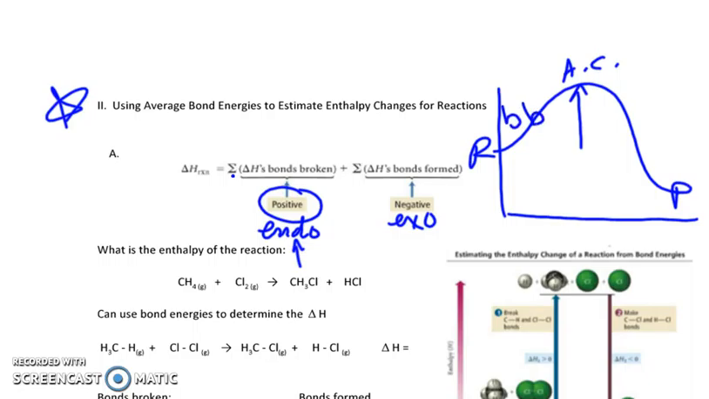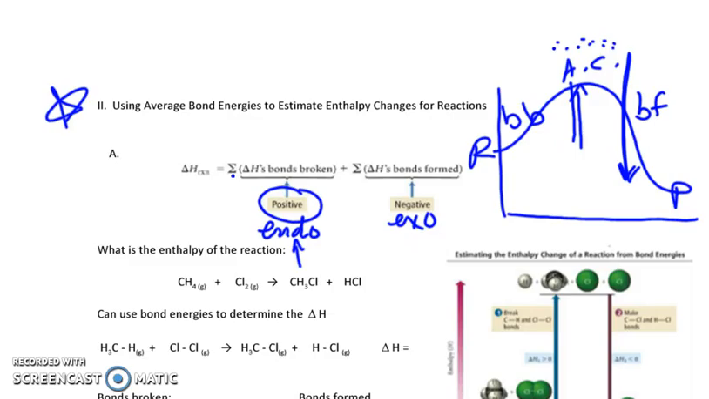Bonds are broken. Once you have this nebulous cloud of free atoms here, what's going to happen? They're going to snap together to form your products. This is where your bonds form. Notice that going up the hill, always breaking bonds, is your endothermic, and then they snap together. This is going to be your exothermic section where you're forming your bonds.